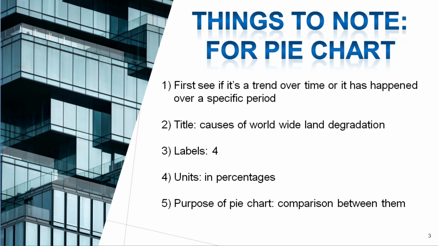That is, overgrazing accounts for 35%, overcultivation accounts for 30%, whereas deforestation accounts for 28%, and lastly, other causes account for 7%. Now, what is the purpose of the pie chart? It's to compare between all the four values and see which is the highest and which is the lowest.